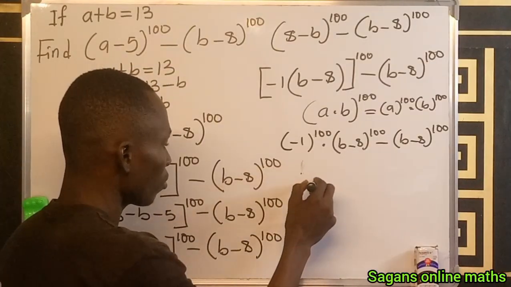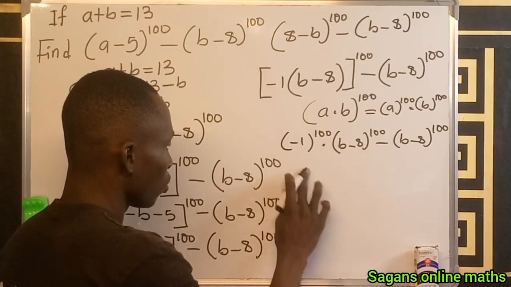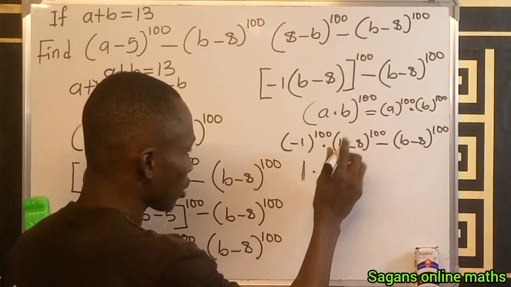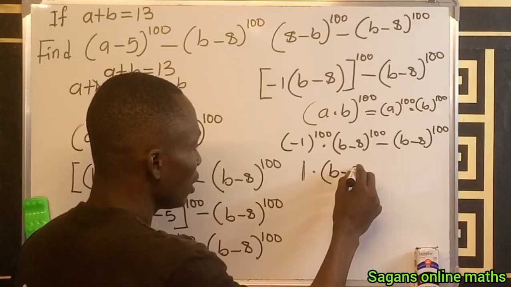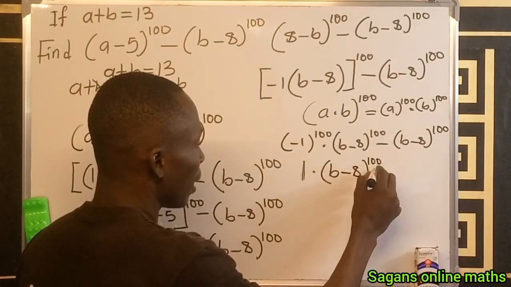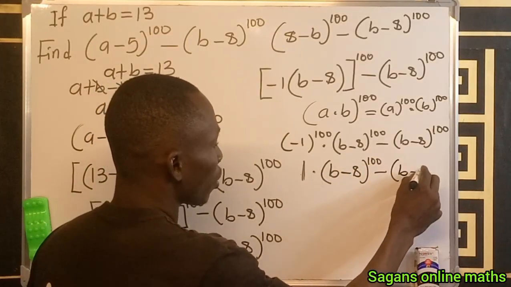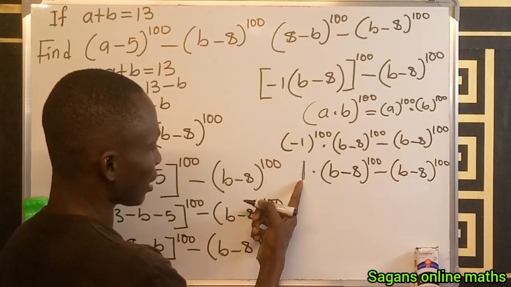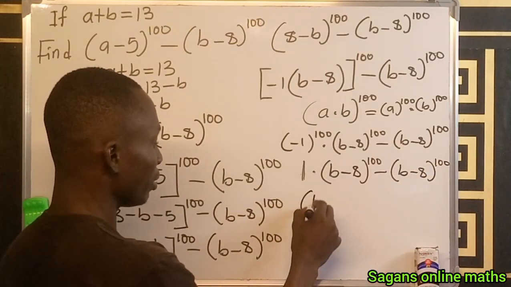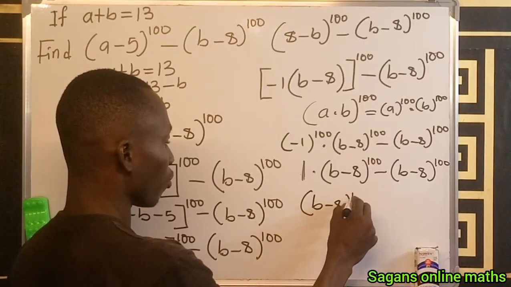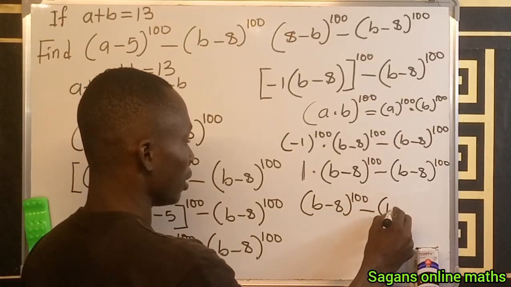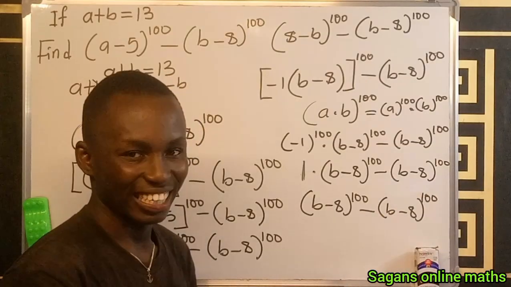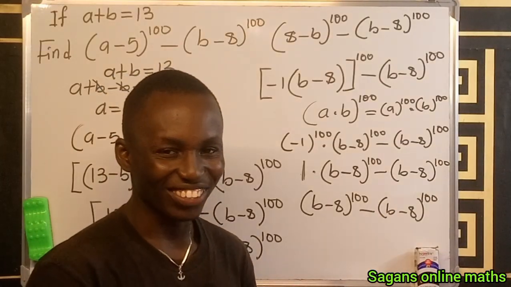So you're having 1. Sorry for my marker. I see 1 multiplied by (b - 8)^100 minus (b - 8)^100. Now -1 times this is something like (b - 8)^100 minus (b - 8)^100. Are they the same? Yes. What are we going to do?